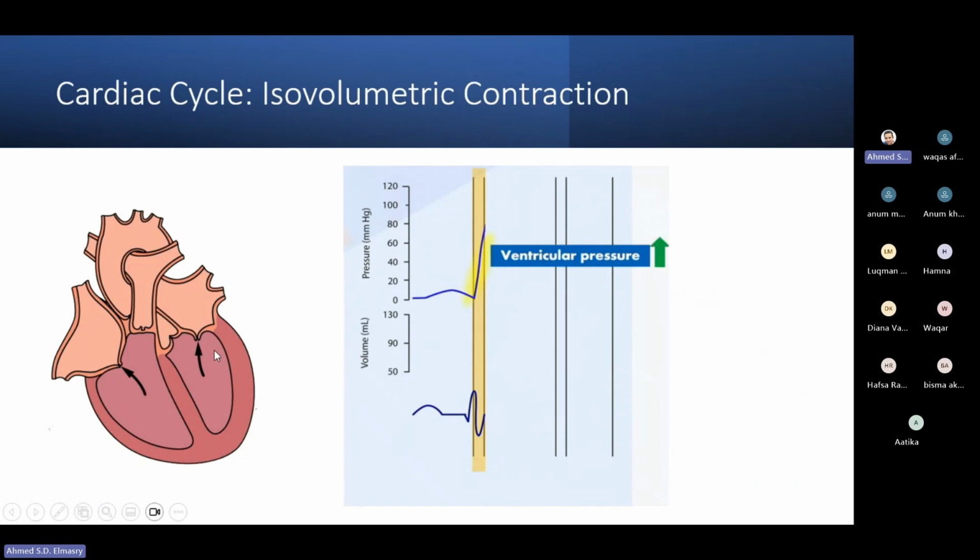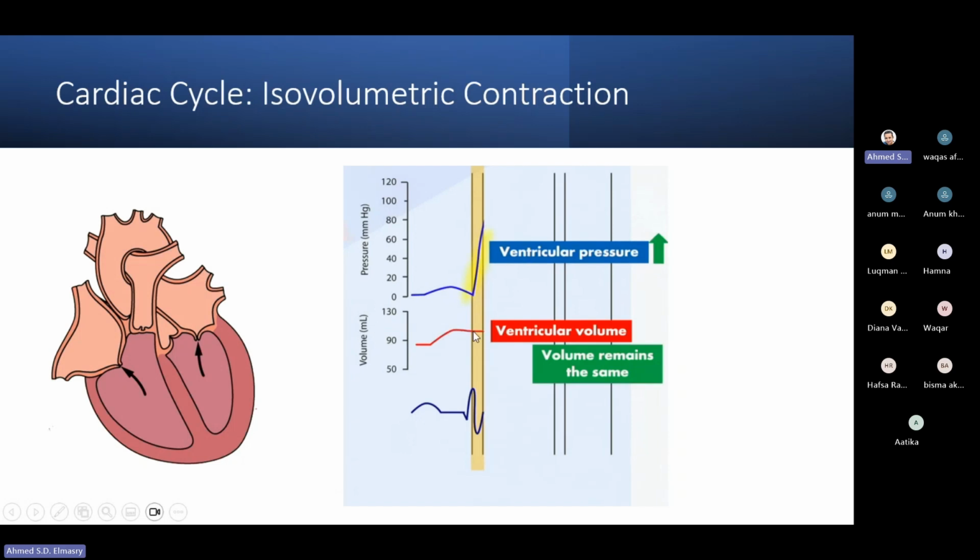And after that, the left ventricle will start contraction, and because of the contraction, the pressure inside the left ventricle will be increased. But as you see here, there is no change in the volume. The volume here is not increasing and not decreasing because both valves are closed. So with the contraction of the left ventricle, the pressure will be increased, reaching this point, but the volume will be the same. That's why they are calling it the isovolumetric contraction phase.